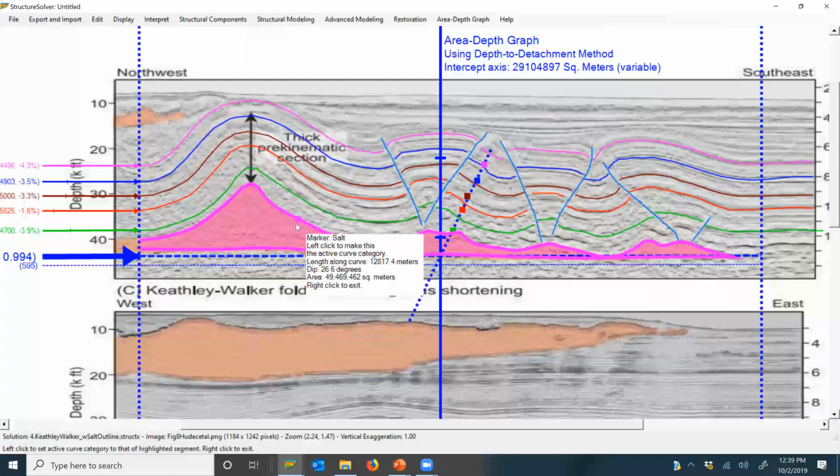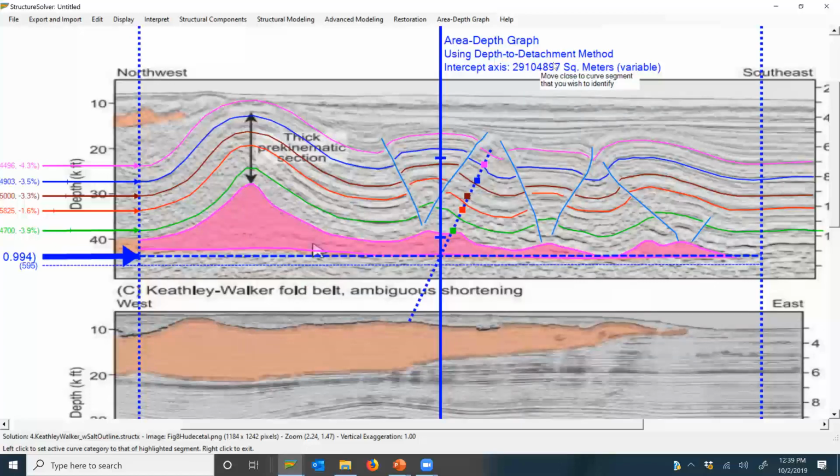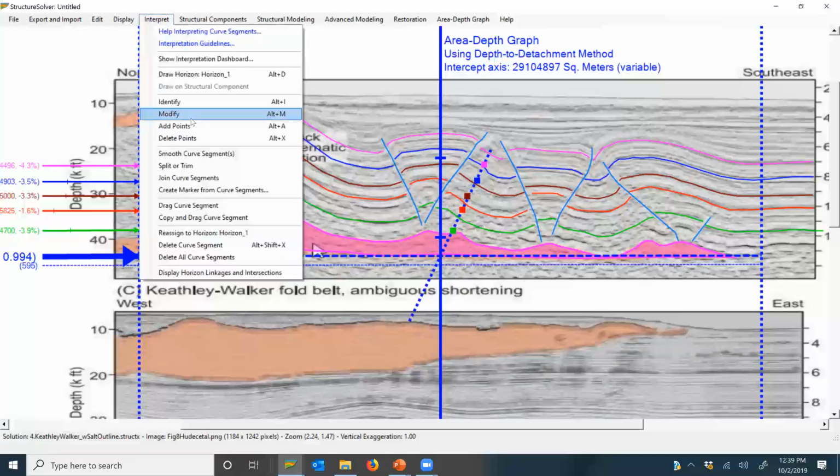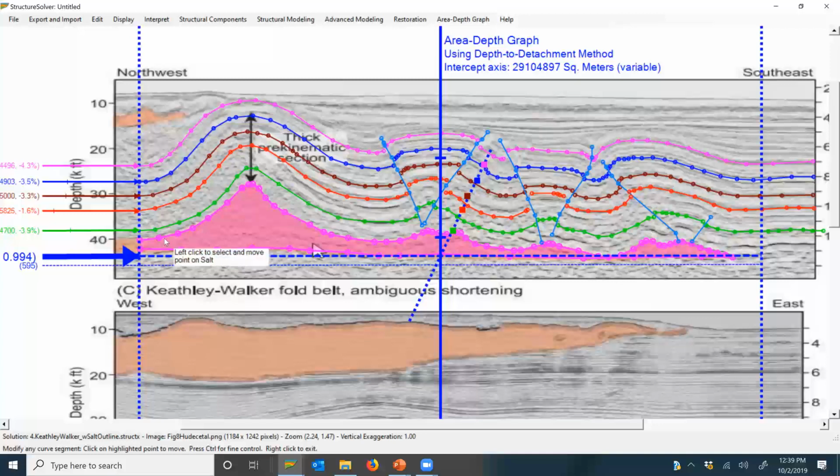So it's estimating about 50 times 10 to the 6 square meters of salt. That's actually more salt than what the area depth method is estimating. What that might indicate is that they've over-interpreted the total amount of salt down there, and that allows you to go in and play around.